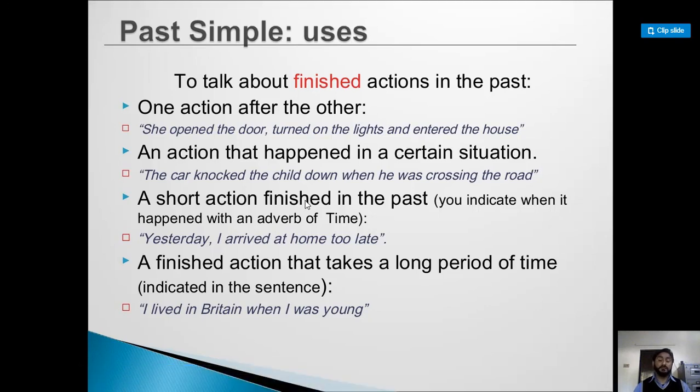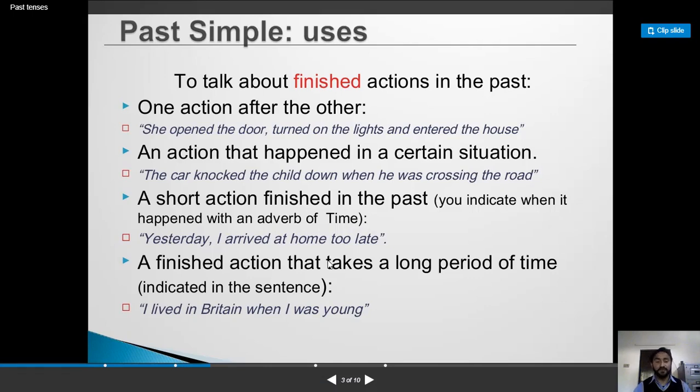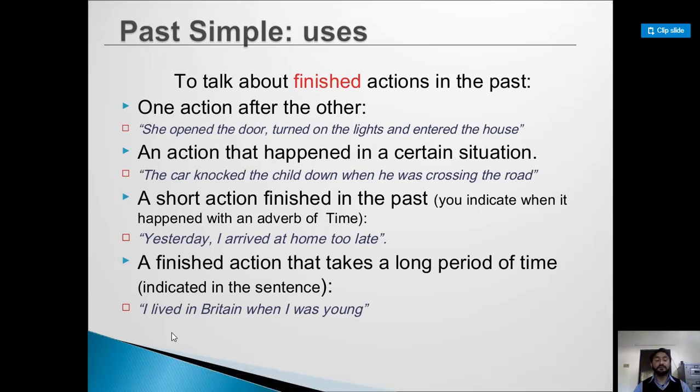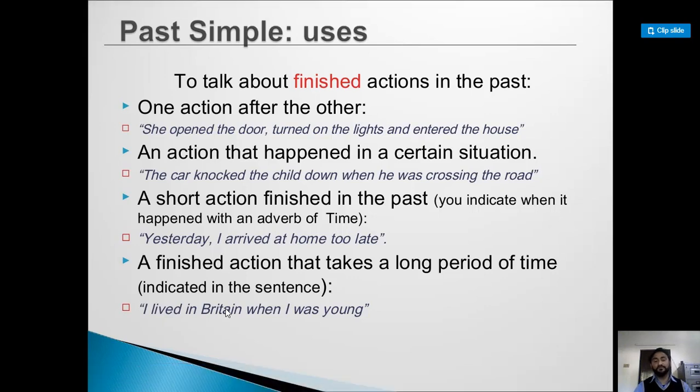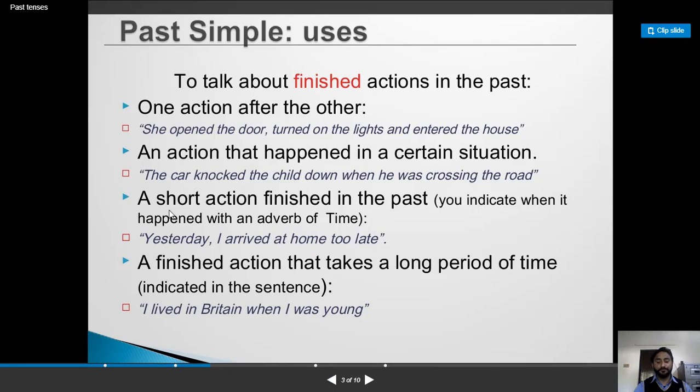The previous use was showing that something happened in a short action, in a short period of time, a short action finished in the past. Here you can see a finished action that takes a long period of time, indicated in a sentence like, I lived in Britain when I was young. I lived in Britain, I mean I lived in London, in England when I was young. So here, in order to show a finished action that takes a long period of time, we use the past simple tense.